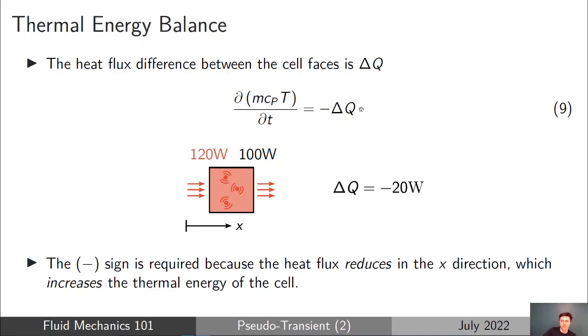going into the cell. And this difference in thermal power will be equal to the rate at which the internal energy increases in the cell. And that makes sense. The difference between in and out will be equal to the rate of accumulation of thermal energy in the cell. And as we saw before, because this is a solid element, that's going to be equal to m Cp dT/dt, where m is the mass of this particular cell, Cp is its heat capacity, and T is its temperature.